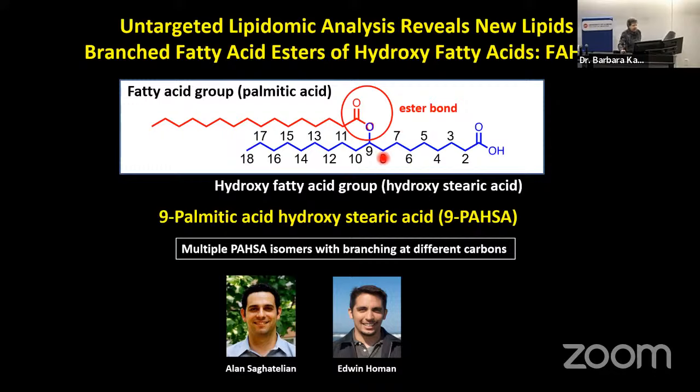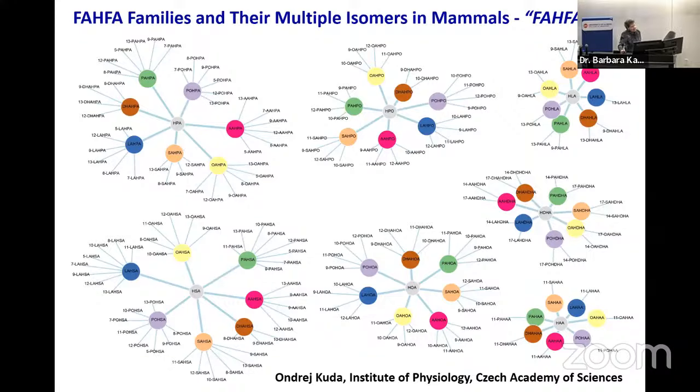And actually, this ester bond can be at a number of different carbons. So there are multiple PASA isomers with branching at different carbons. Now, we don't see it at the alpha or the omega carbons, but we see it at the internal carbons. So now we know there's actually a whole FAFA-ome.